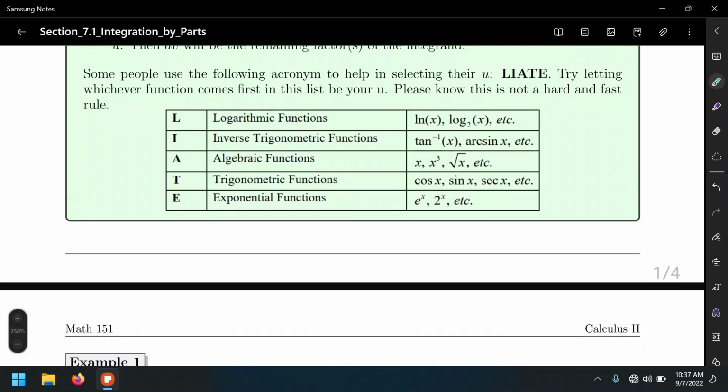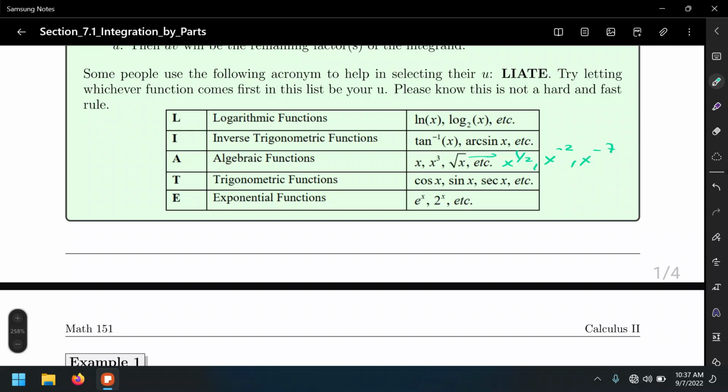The next one, I, stands for inverse trigonometric function. Does our integral contain arctan, arcsine, arccosine? Well, that's going to be our U. The A stands for algebraic functions. By algebraic functions we mean polynomials or powers of x, and in this case not just powers of x that are integers, but also radicals, which are really powers that are rational. And one I didn't type over here, we could have negative powers, x to the -2, x to the -7, so we can have those as well.